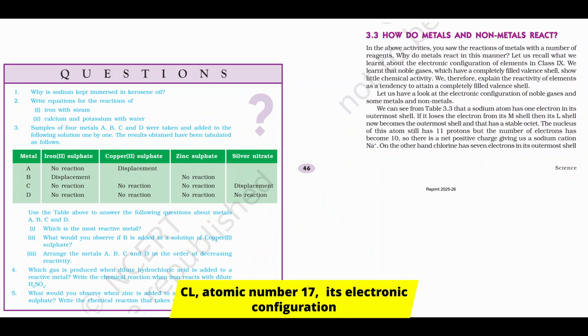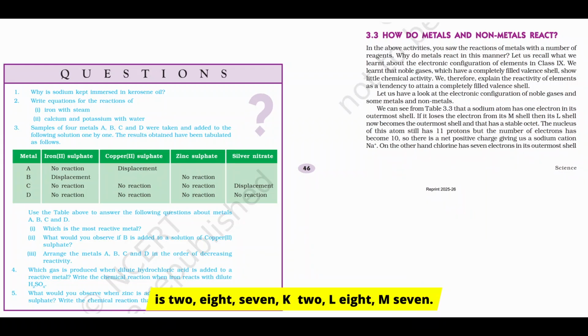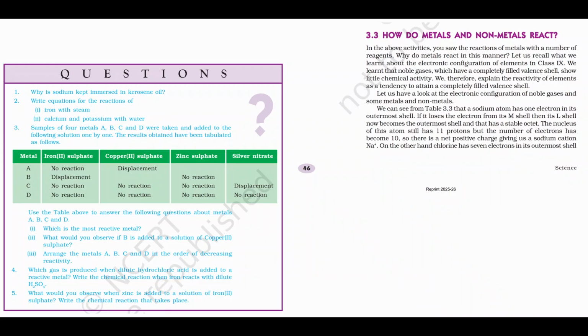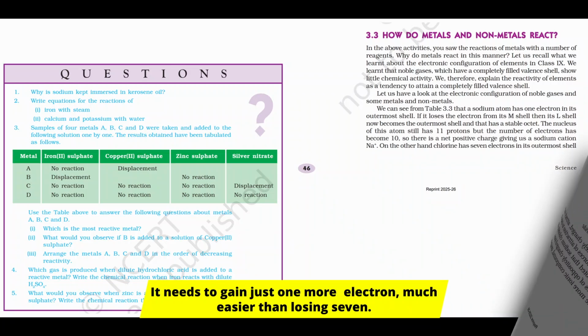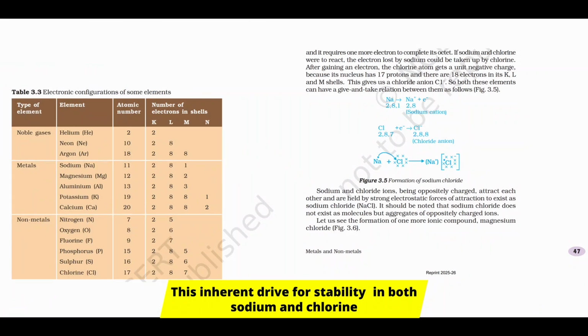Cl, atomic number 17, its electronic configuration is 2, 8, 7: K2, L8, M7. 7 in the outer shell, so it needs 1 more. Exactly. Chlorine has 7 electrons in its outermost shell. To complete its octet and achieve that coveted stability, it needs to gain just 1 more electron. Much easier than losing 7. This inherent drive for stability in both sodium and chlorine brings us perfectly to the formation of ionic electrovalent compounds.